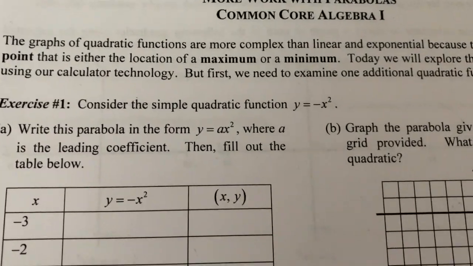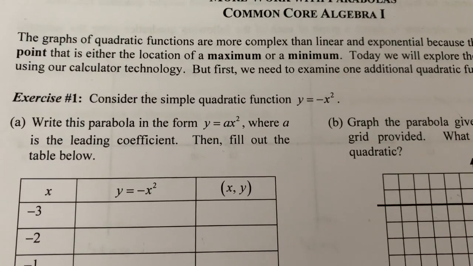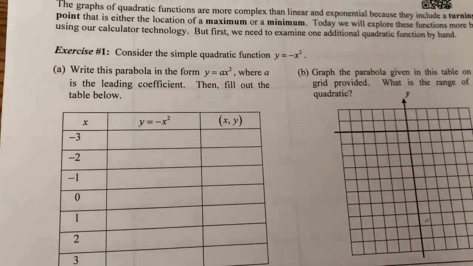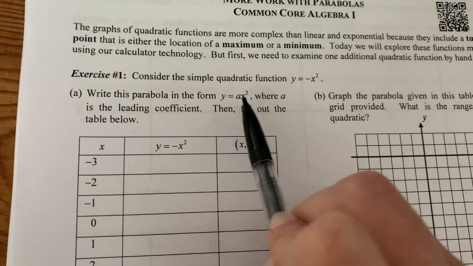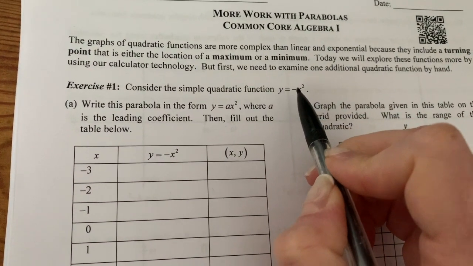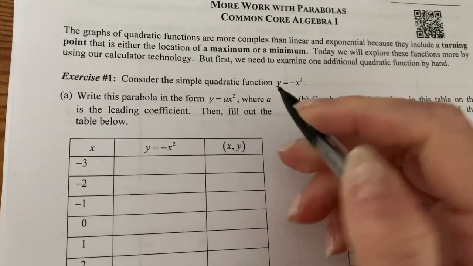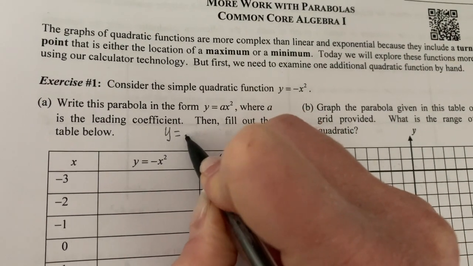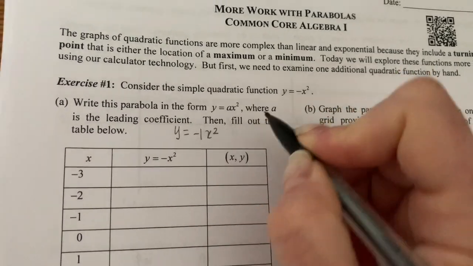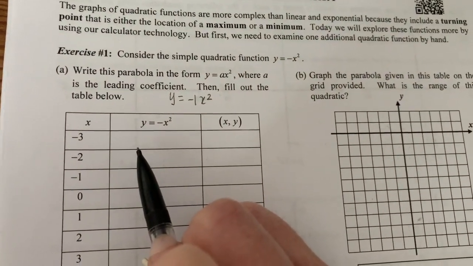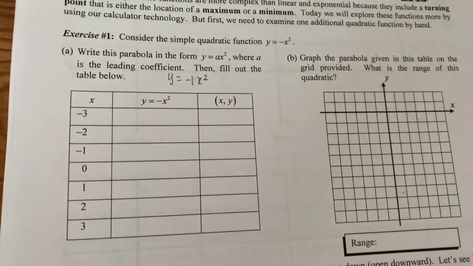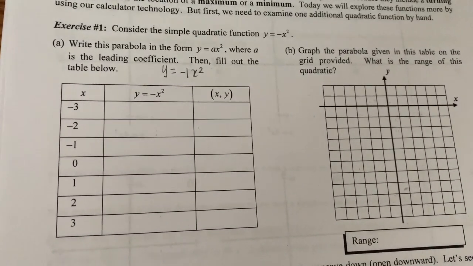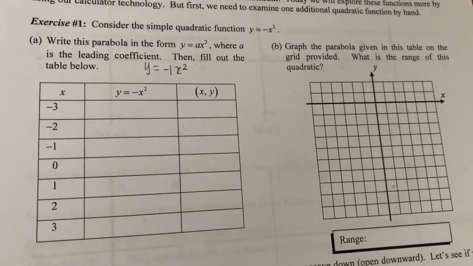So we're going to start out with looking at y equals negative x squared. For part A, they want us to write this parabola in this form. What they mean is, instead of having just a negative, actually write a number for A. So instead of y equals negative x squared, I'm going to write y equals negative 1x squared. And then we're going to fill out the table below. We're doing this one by hand, and then the rest of what we're doing in this lesson is basically all going to be on the calculator.